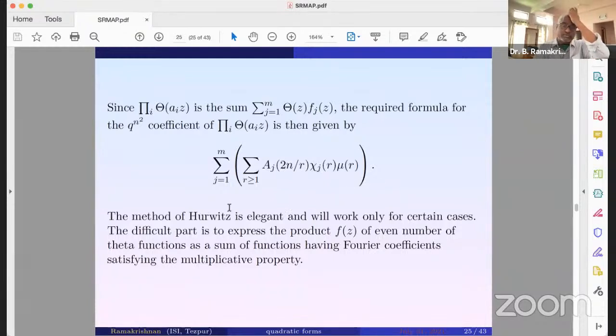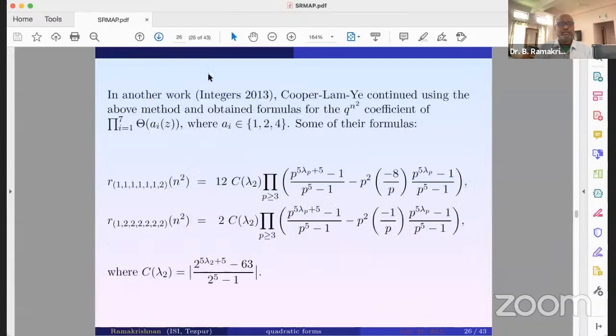The difficult part is to write f, the even number of theta functions, as the sum of functions whose coefficients satisfy the multiplicative property. Okay, so in another work, the same authors extended this method for 7 variables with coefficients 1, 2, 4. So the coefficients are chosen in such a way that the combination of the even number of theta functions can be written as a sum of modular forms with multiplicative Fourier coefficients. That is the whole key idea in all the results.